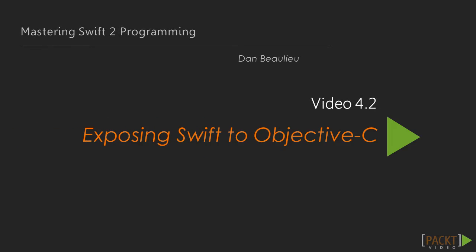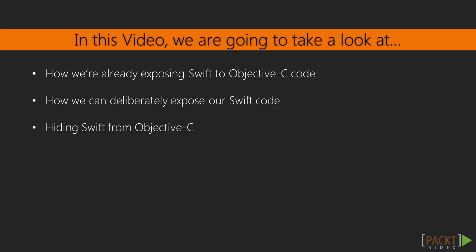In the previous video, we learned how Swift utilizes implicit bridging to work with the Cocoa framework. In this video, we're going to see how we've already been exposing our Swift code to Objective-C. Then, we'll create an Objective-C project and call some Swift code from Objective-C.